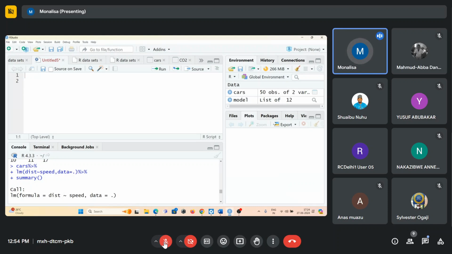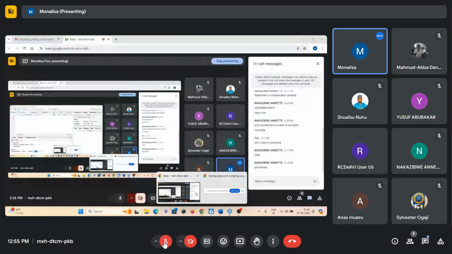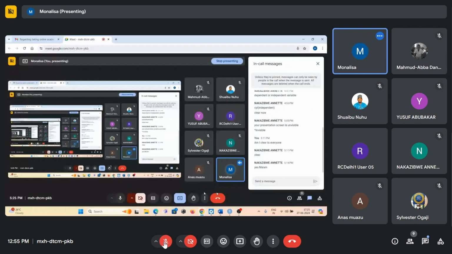Another parameter is the data set. What is the data set here? We are using the data set cars and we are storing the data set cars in the variable data, right? So it takes the independent and the dependent variable along with the data set. Okay, did you get it? Am I clear to everyone?